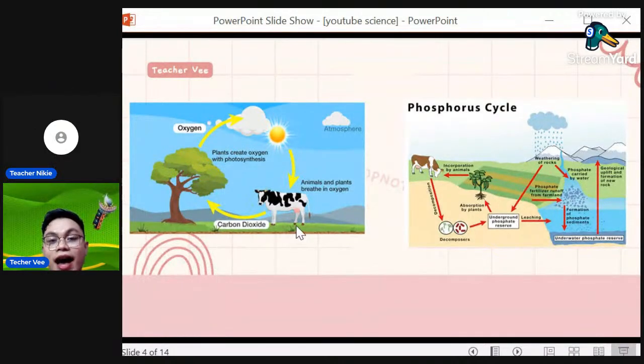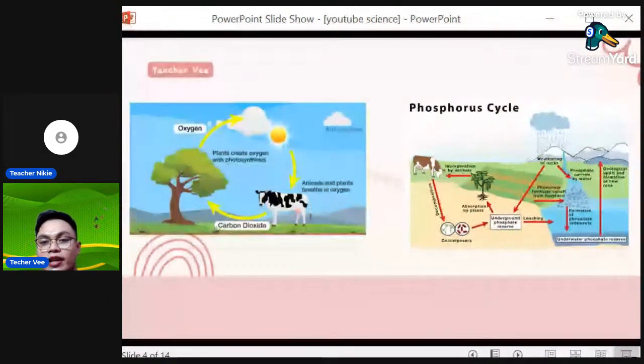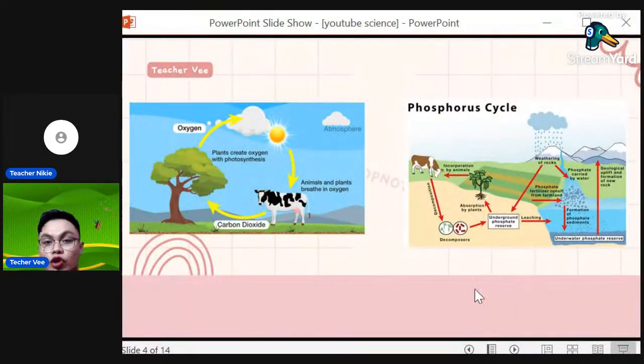And of course, animals and plants breathe because of the oxygen that the plants emit, di ba? Okay, and then in exchange, animals release carbon dioxide in order for the plants to intake that carbon dioxide to create oxygen. No? That's the oxygen cycle. Alright? So, punta naman tayo dun sa phosphorus cycle.